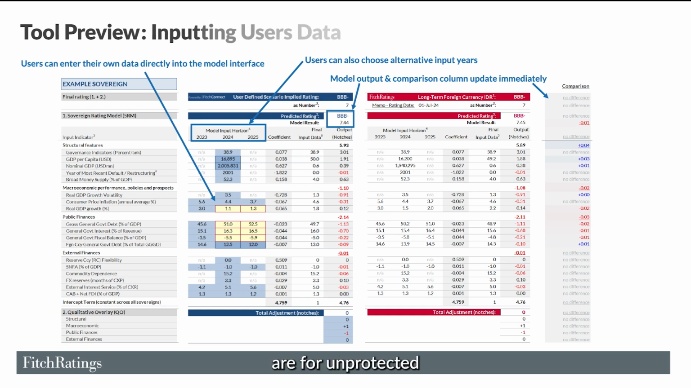The blue cells are for unprotected input data points for the user-defined scenario. Users can enter their own data directly into these cells. The model output correspondingly updates real-time, along with a comparison column. Lastly, note the model input horizon towards the top of the display. Users can select an alternative model input horizon, for example 1 year ahead, to gauge indicative future model output.